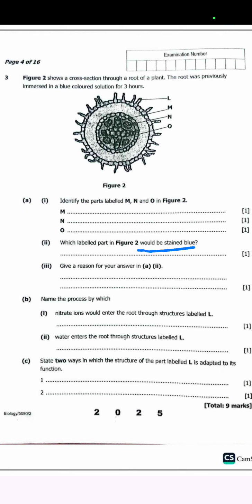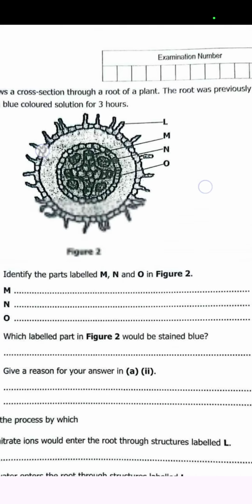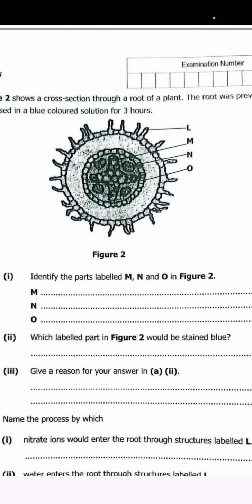we are told to answer question A1, which is saying identify the parts labeled M, N, and O in figure 2. So we've got these parts here. So you have M, N, and O. So now what are these parts? So M is talking about this part which is here, this plus which is here, and which part of the plant is this one? So this one is a xylem, and we know that one is a xylem.